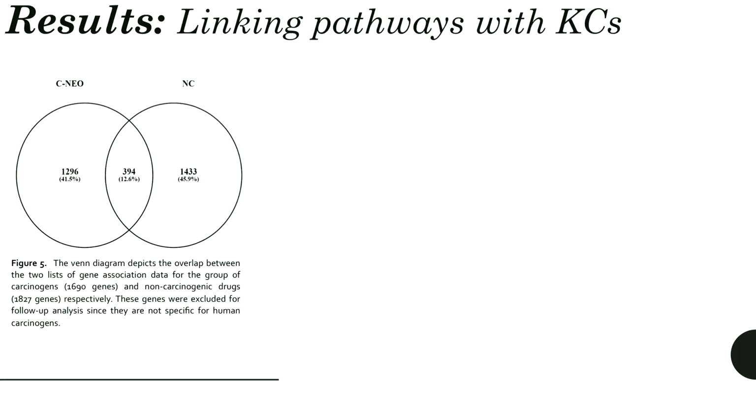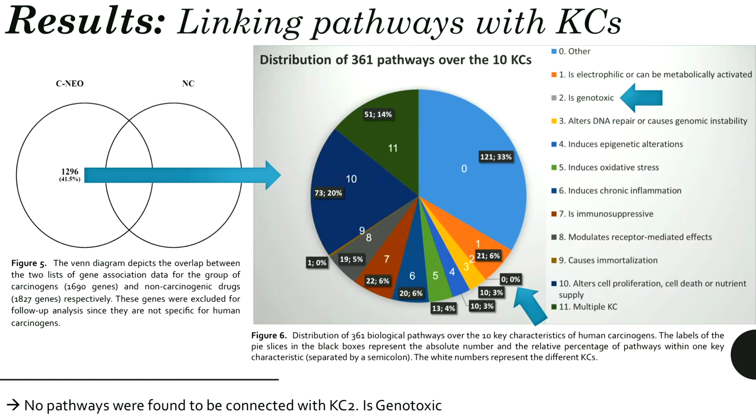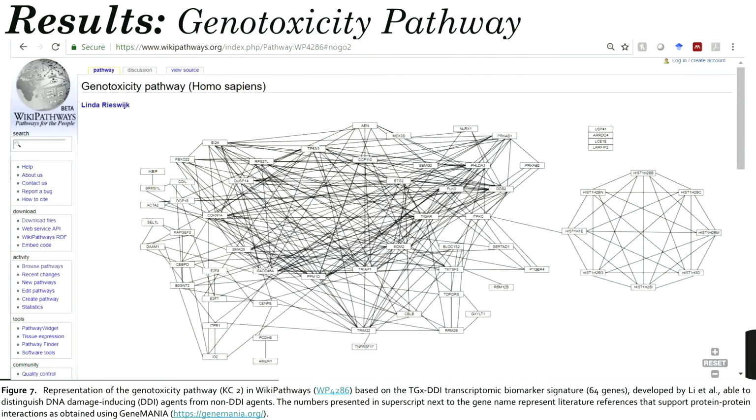Of course, we needed to link the pathways with the KCs, so we overlaid the genes that we found for the carcinogens and the non-carcinogens together. Then we were interested in the genes that were only expressed by the carcinogens. These are the 361 pathways we found to be affected by carcinogens, divided over the different key characteristics. You can see that the 0 represents a very big group, so a lot of pathways are not relevant for the carcinogens. We also had an 11th group, which represents the disease pathway, so these are multiple key characteristics within one group. What was surprising is that we didn't find any pathways for KC2, which is genotoxic. So we generated a new pathway, called the genotoxicity pathway, to add to our approach, and it's also available on the WikiPathways website.